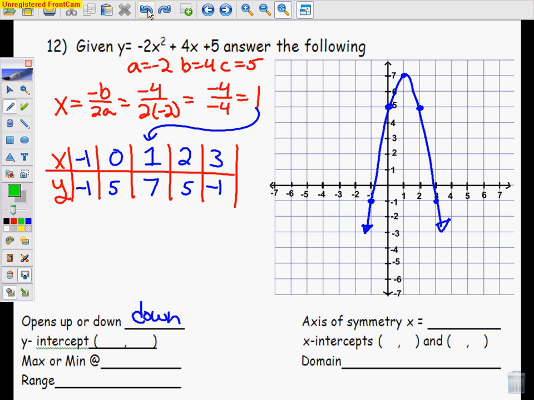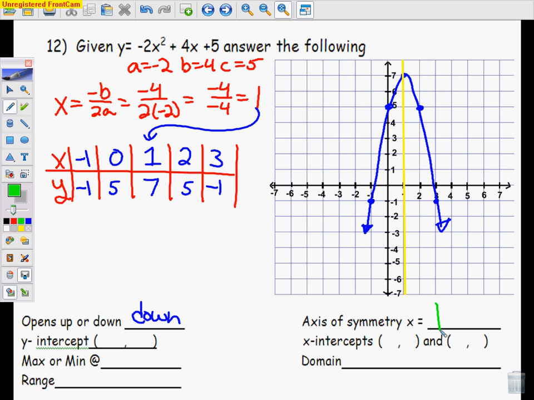The axis of symmetry. Remember, the axis of symmetry is a vertical line that goes through your vertex. This here is the axis of symmetry, that line through the vertex. So since it's a vertical line, it will always be x equals. So that's why they have the x equals there. And it's going to be whatever the x coordinate of your vertex is. Here, our x coordinate of the vertex was 1. So that's x equals 1.